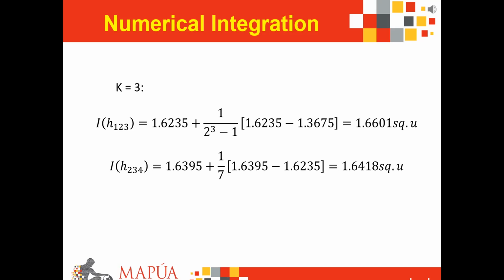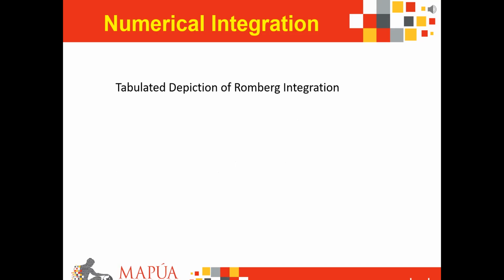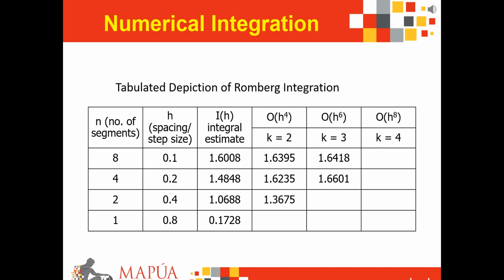Applying that same concept on your integral estimates of 1.6395 and 1.6235, you'd end up now with an I_H234 equivalent to this particular solution, with an improved integral estimate of 1.6418. Okay. And again, if you compare all three integral estimates there, you would notice that this is more accurate than the integral estimates that you have previously computed. So when we place this on the entry of our table, it would then look like this.